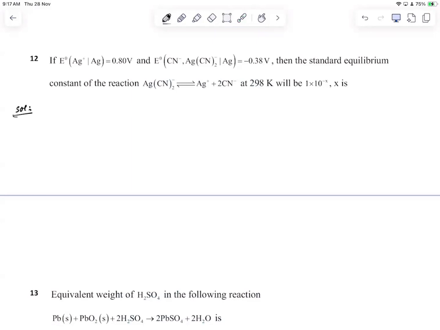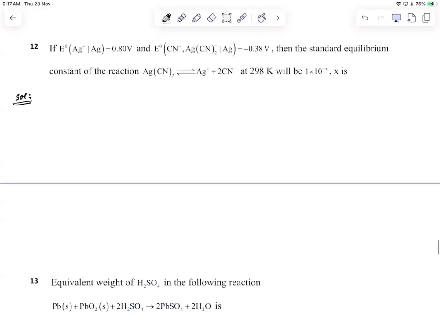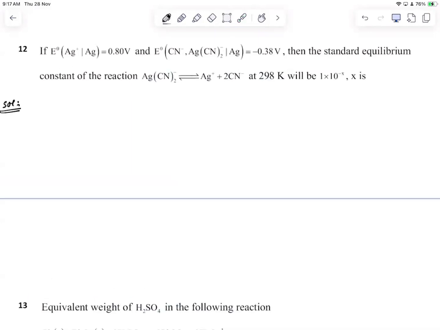E naught value for Ag plus 2 Ag is given. E naught value of this particular sparingly soluble salt is given. Then the standard equilibrium constant for this is how much? Okay. Again, a very standard question. So let us write the equations which we know.